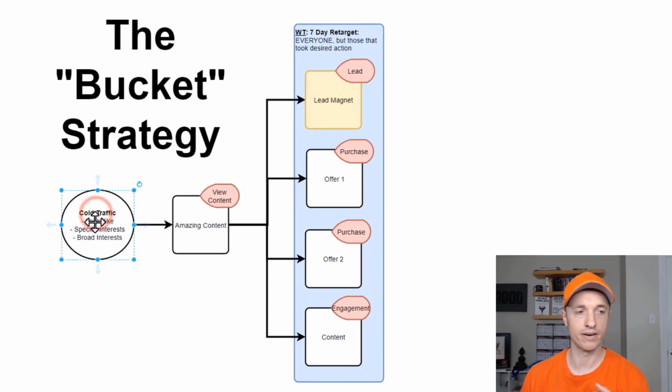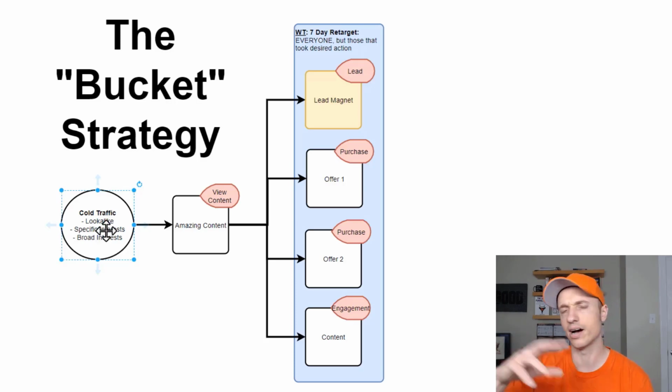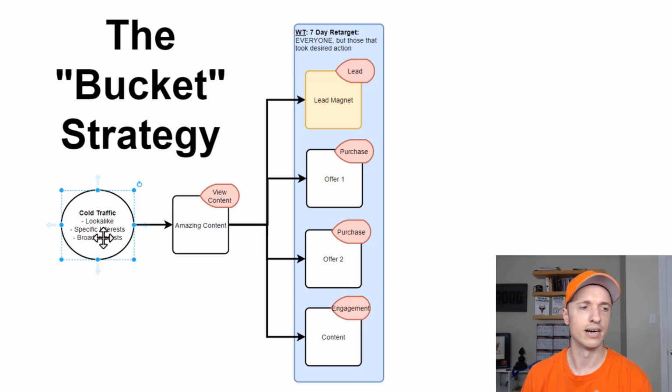So, of course, you start off with your cold traffic audience, and you're bringing cold people that don't know who you are into your environment, right? And so what I typically do is I set up 3 different audiences, like a lookalike audience, a specific interest audience, and a broad interest audience. And I have another video on audiences and targeting, so if you need help with that type of stuff, look down in the description below for audiences.